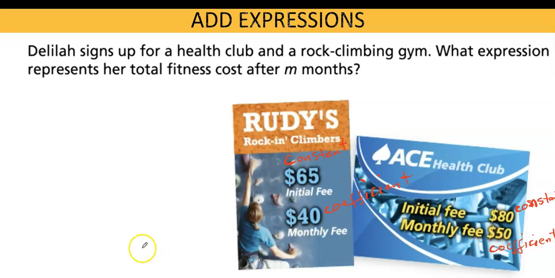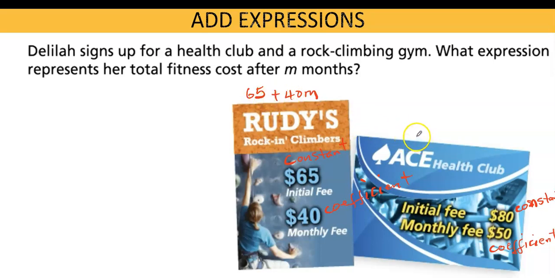Alright, so let us go ahead and write an expression to represent each situation. So since it's an initial fee of $65, that would be 65 as the constant. And we see that 40 is a coefficient, so that's 40M per month. And since it's a total amount she would pay, that's why we're adding.